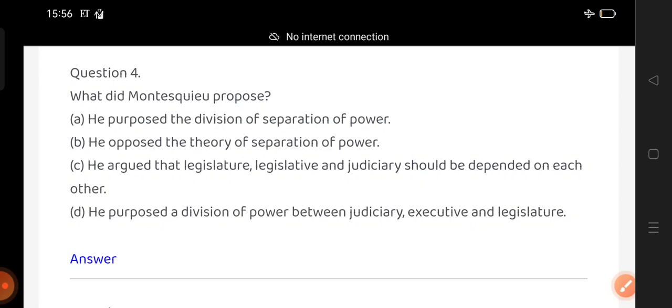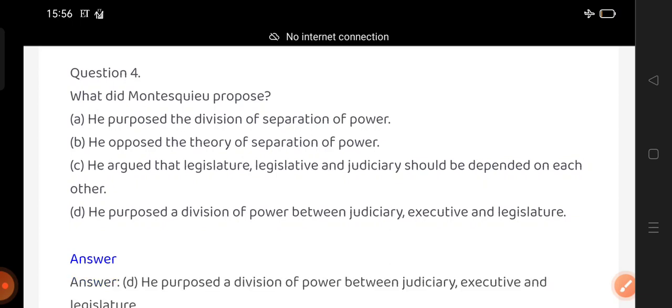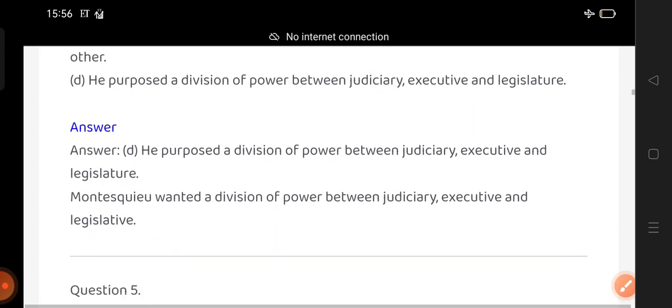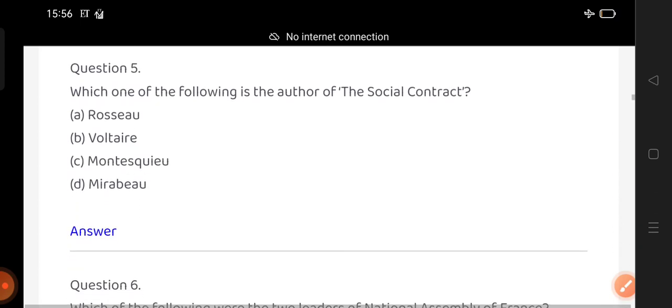1, 2, 3, 4. The correct answer is option D. Montesquieu proposed division of power between legislature, executive, and judiciary. Legislature, executive, and judiciary. Just remember it. Okay, 4 done. Now let's move to question number 5.